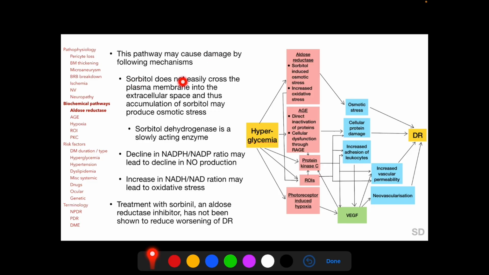Sorbitol does not easily cross through the plasma membrane into the extracellular space, and accumulation of sorbitol may produce osmotic stress. The changes of redox balance within the cell because of this pathway may also lead to a decline in nitric oxide production, with nitric oxide being a vasodilator, and to oxidative stress. But treatment with sorbinil, which is an aldose reductase inhibitor, has not been shown to reduce worsening of diabetic retinopathy.